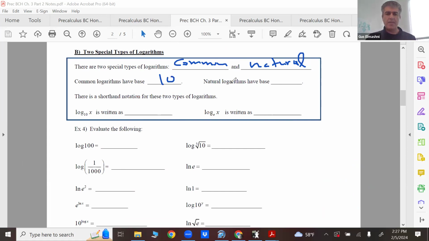Common log is at base 10. Natural log is at base e. Shorthand is just log x. Shorthand here is ln x. So that's going to be 2. That's going to be 1. 0.